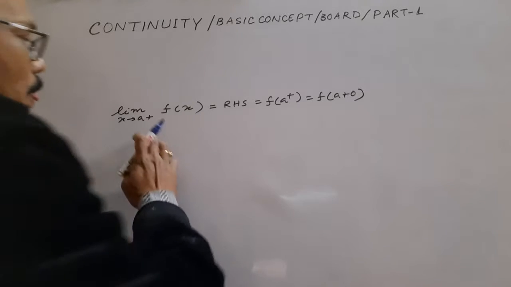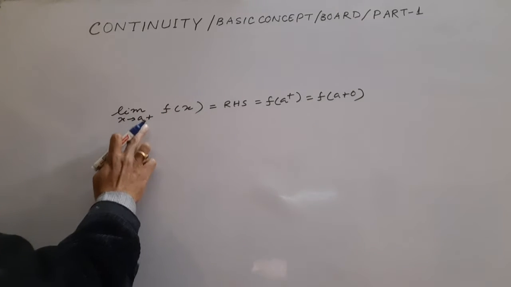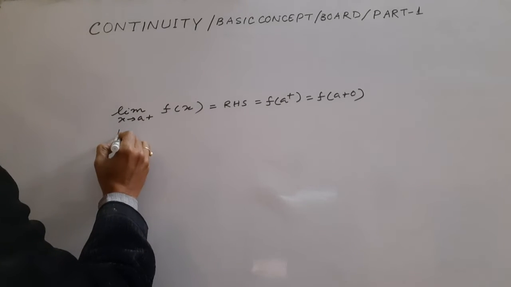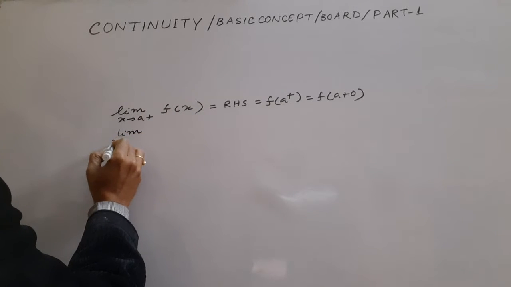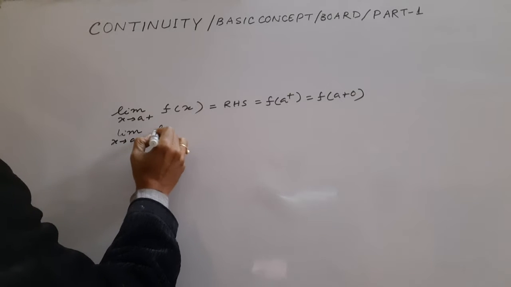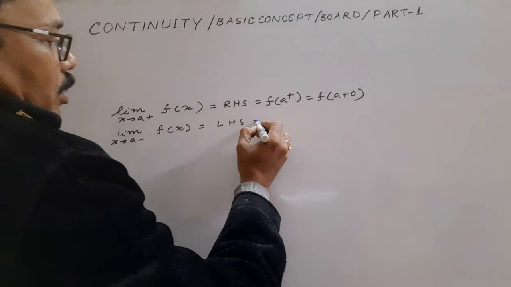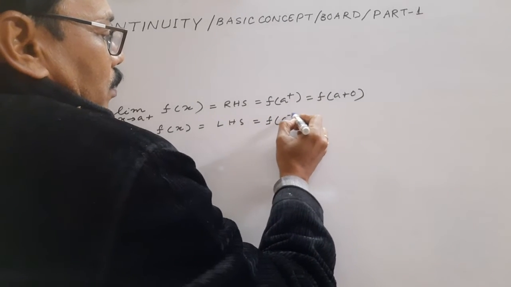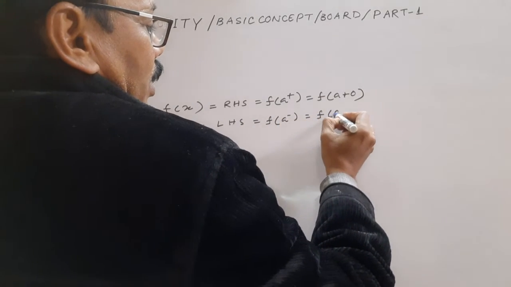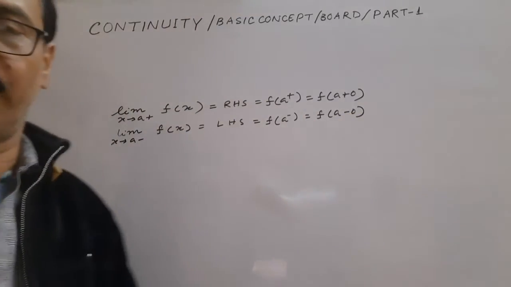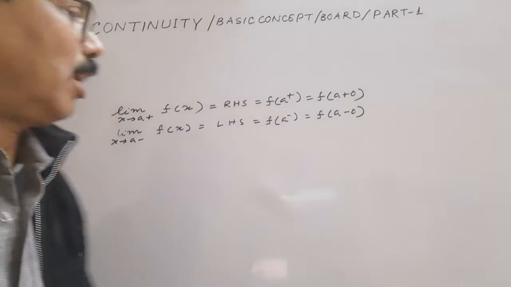This symbol means values of x nearer to a but greater than a. Similarly, limit as x tends to a minus of f(x) is called the left hand limit. It is denoted by f(a-). The values are very near to a but less than a. So this is the left hand limit.